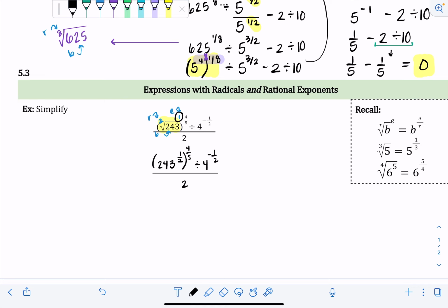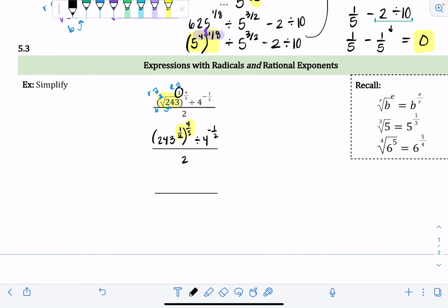Okay, and then the next thing we can do is now we have a power to a power, so I can multiply those exponents. I'm just going to copy down this little fraction bar. So it becomes 243, and then I have these two, power to a power, so I'll multiply those exponents, so it becomes 1/2 times 4/5, and then divided by 4 to the negative 1/2, over 2.